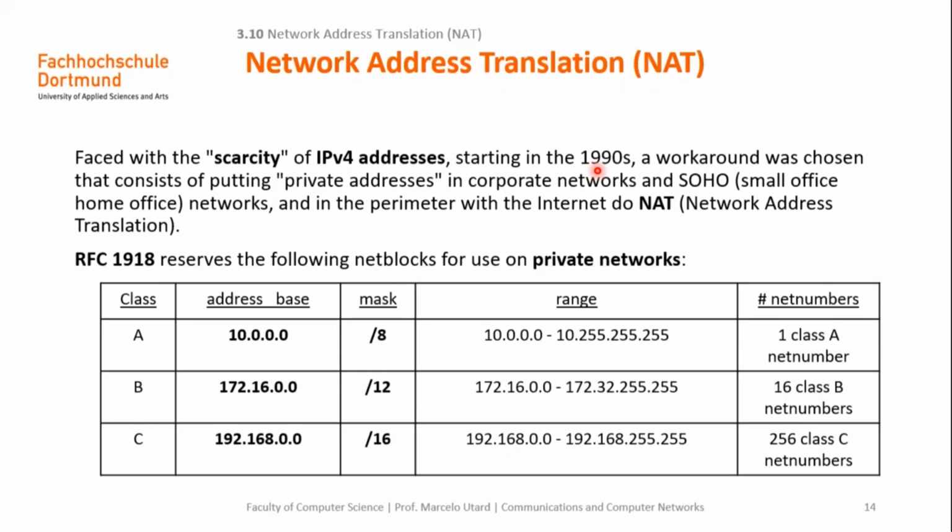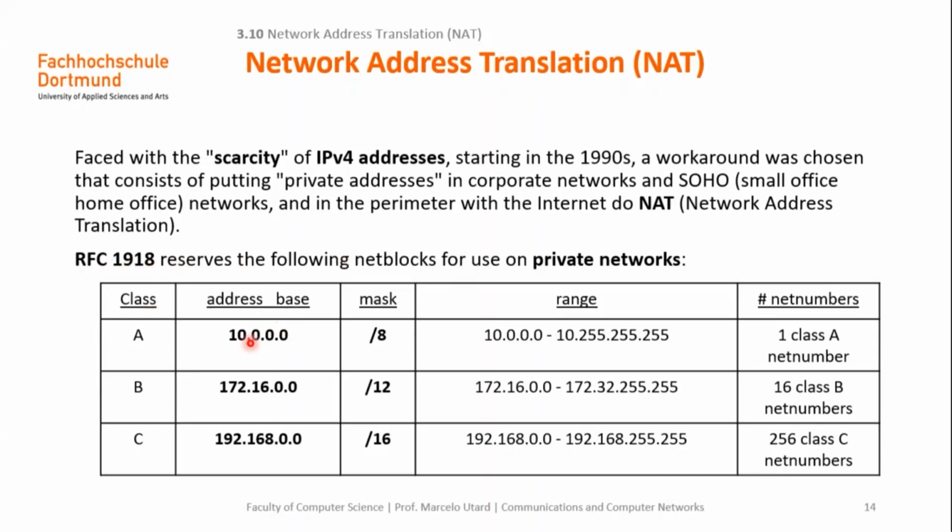NAT uses, in fact, a range of addresses defined in RFC 1918, and reserves three net blocks for use on private networks.